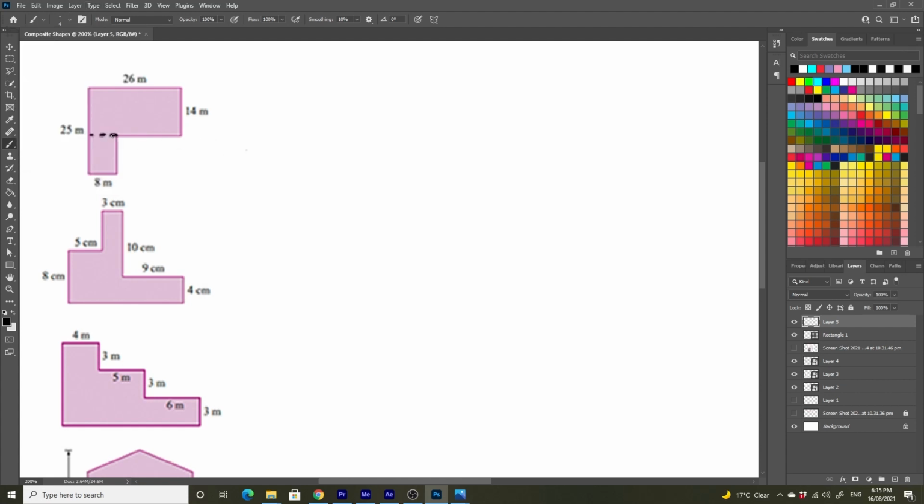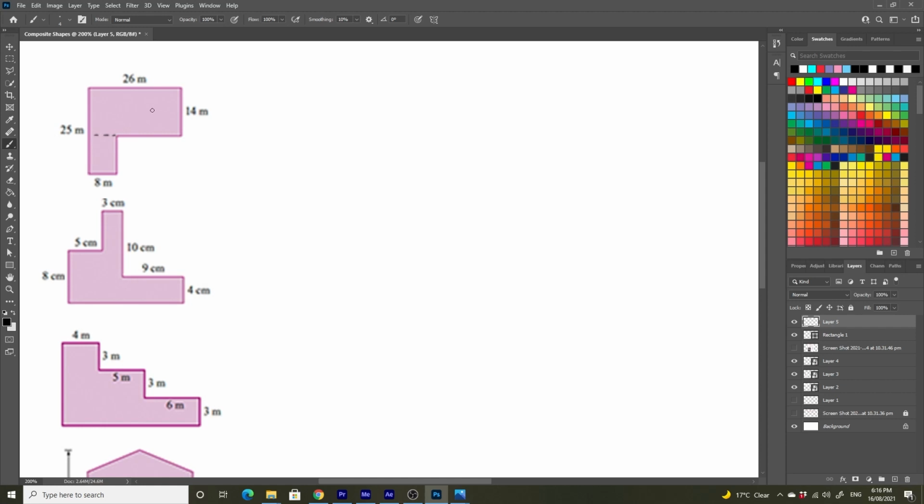And the other way that we could divide it, if we didn't want to do that, is like this, and create two rectangles, one here and one here. So either way is fine. Let's just try it the first way. Okay. So if we divide it like this, what have we got?